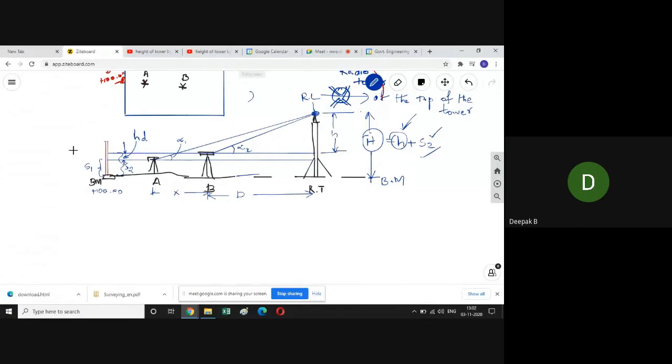So if we go to the calculation, h is equal to, in terms of alpha 2, how will you write h, small h? This is alpha 2, this is d. What is h?